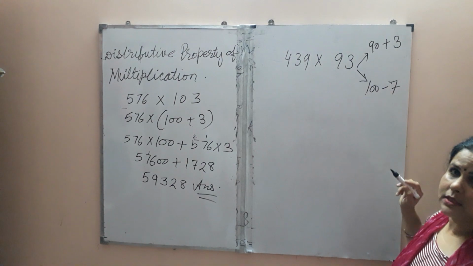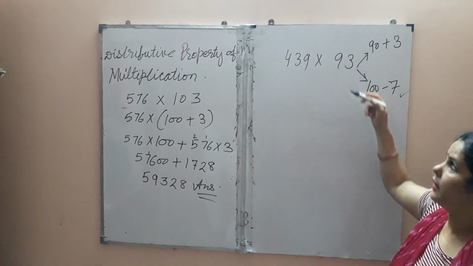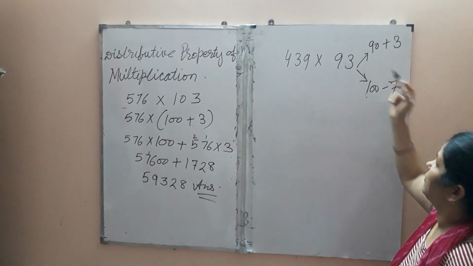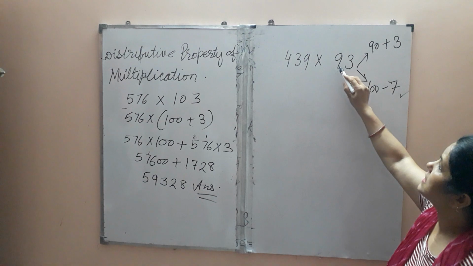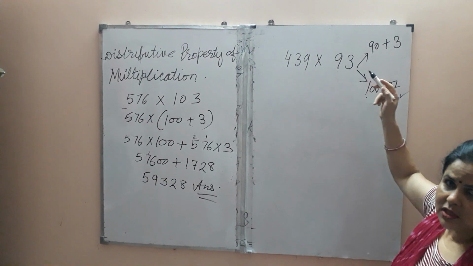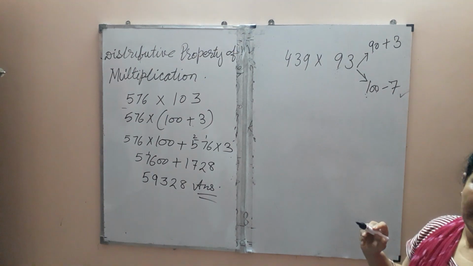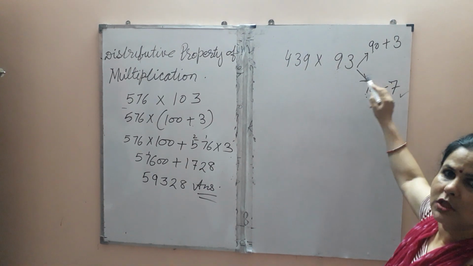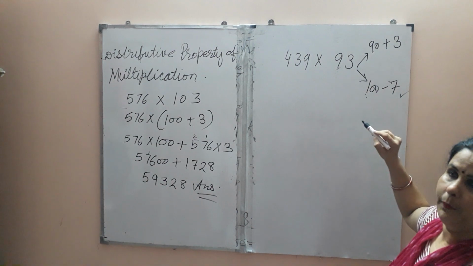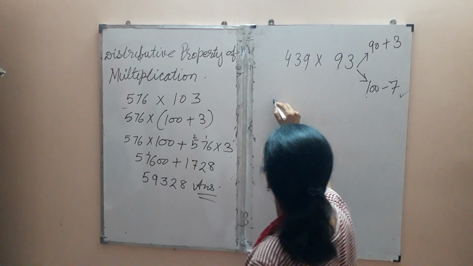So which one is easier? I think this one is, because multiplying by 100 is very easy, and by 7 only one digit you have to multiply. So if the number is 93, 900 something, in this way, if 9 is at the end place, then we should distribute it in the subtraction form. So we will prefer this one. So how will we do it?